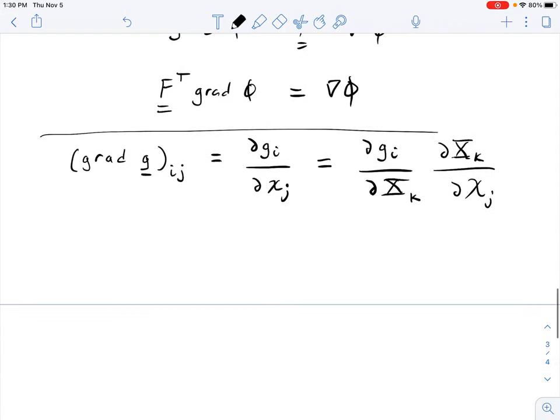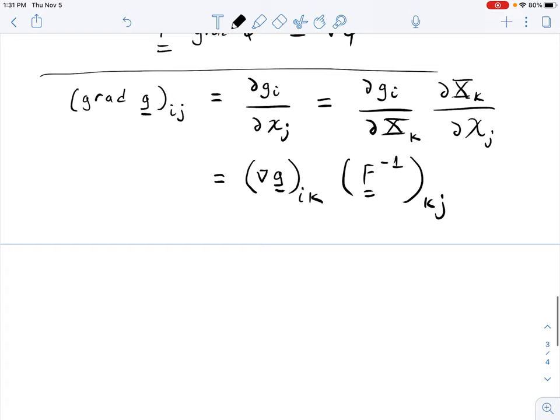And so that is the component form of grad G in the reference configuration, IK F inverse KJ.